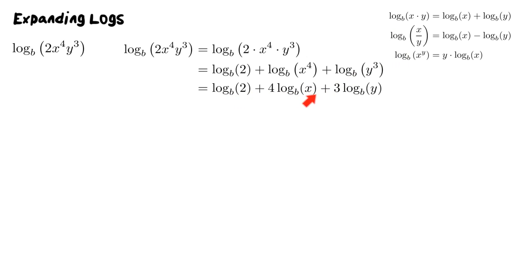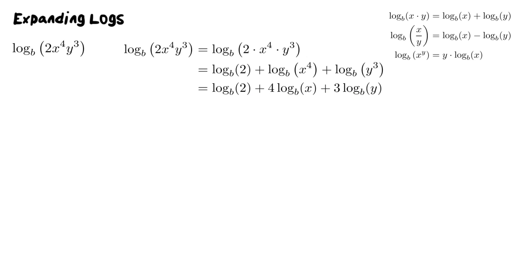So this last line right here would be the expanded form. We'll call this the expanded form of this original compacted form. Log base b of 2x to the fourth y cubed, when I expand it, becomes log base b of 2 plus 4 log base b of x plus 3 log base b of y. This is what we call the expanded form, when you separate it out into a bunch of separate logs. All right, so let's do another example.